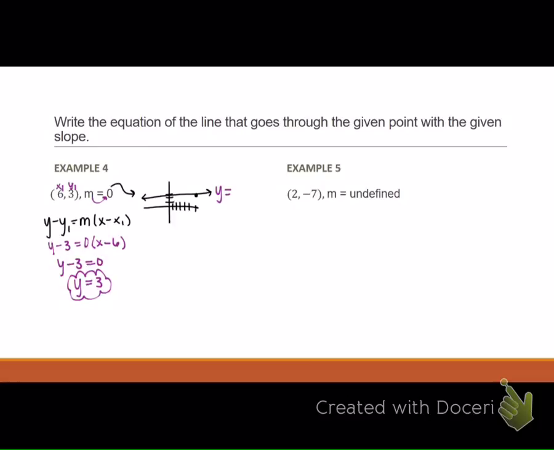Which part of the ordered pair was y equal to? The x or the y? Y. So think about that for this next one. If you have an undefined slope, what kind of line is that? It's the vertical line.